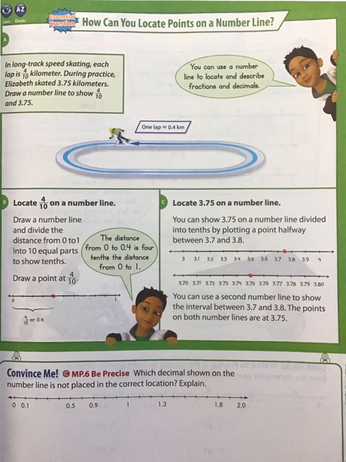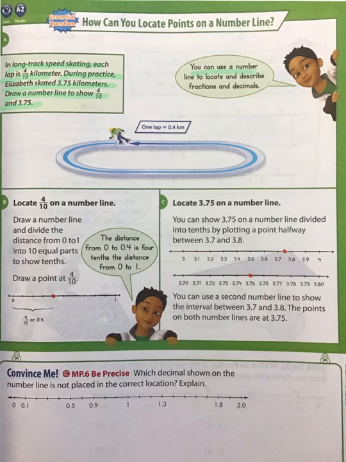Today, we are going to learn how we can locate points on a number line. In long track speed skating, each lap is 4/10 of a kilometer. During practice, Elizabeth skated 3 7/5 kilometers. Draw a number line to show 4/10 and 3 7/5.